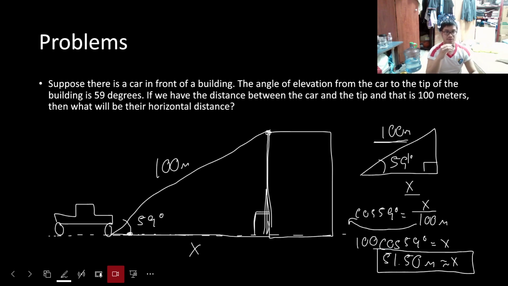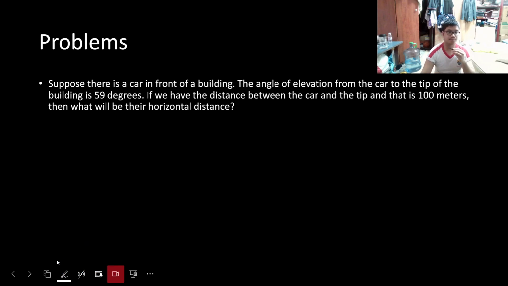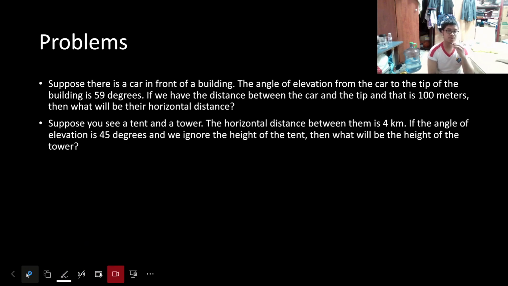Okay, so that's for the first problem. Now next, suppose you see a tent and a tower. The horizontal distance between them is 4 kilometers. If the angle of elevation is 45 degrees and we ignore the height of the tent, then what will be the height of the tower?